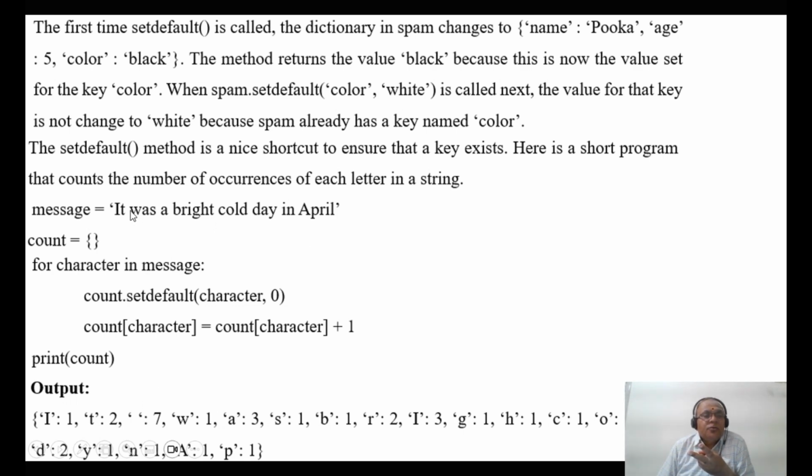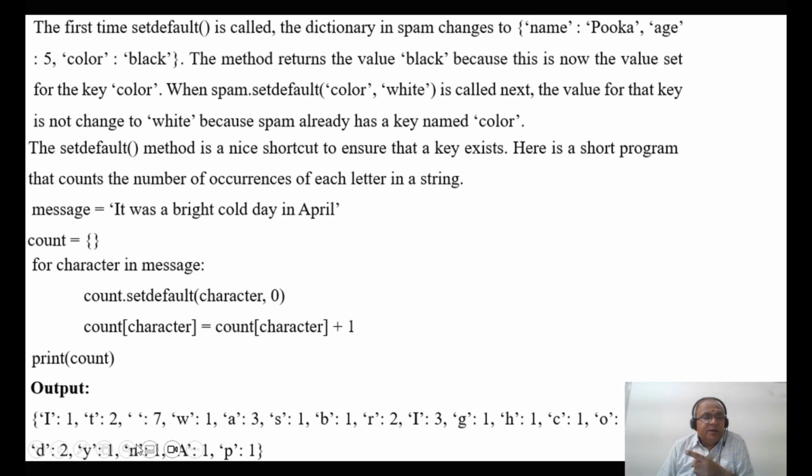How many spaces? 1, 2, 3, 4, 5, 6, 7 spaces. You can see 7 spaces. W, how many W's? W is 1. How many A's? 1, 2, 3. 3 A's. Then space is over, A is over. B. How many B's are there? Only 1. So B should be 1. How many R's? R 1, 2. R is 2.